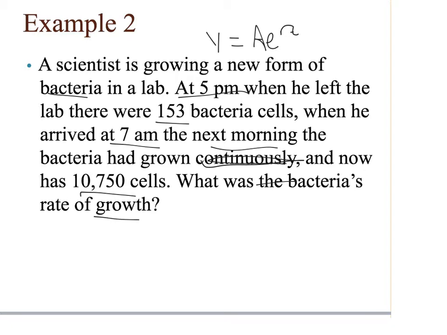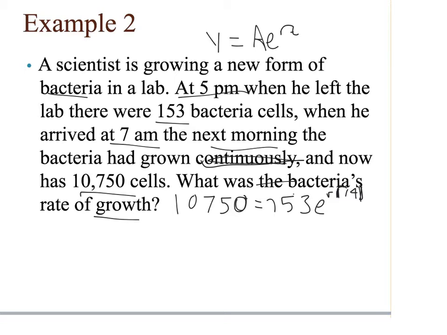Okay, so let's sub in what we know. 10,750 is how many we ended up with, so that goes in for y. We started with 153, and then we have e. r is what we're going to be solving for. That is the rate, and t is how many hours went by. From 5 p.m. to 7 a.m. would be a total of 14 hours. Okay, so those are parentheses.